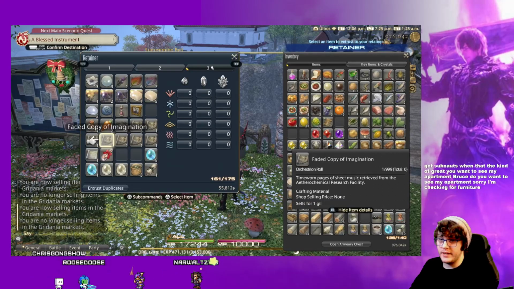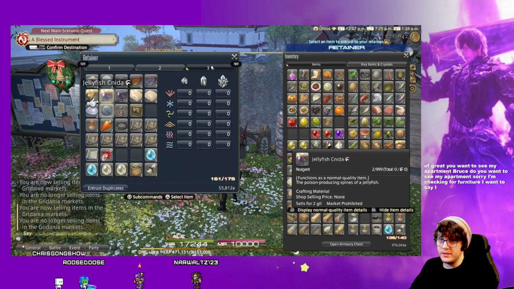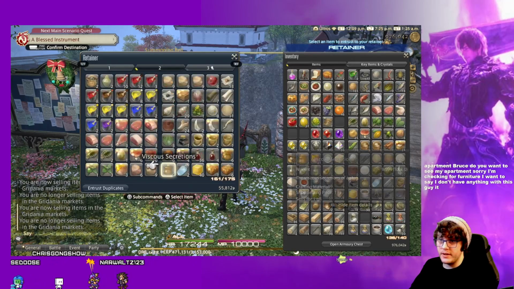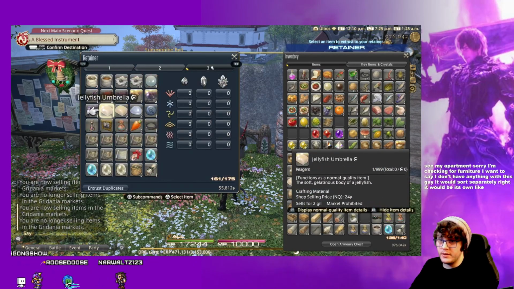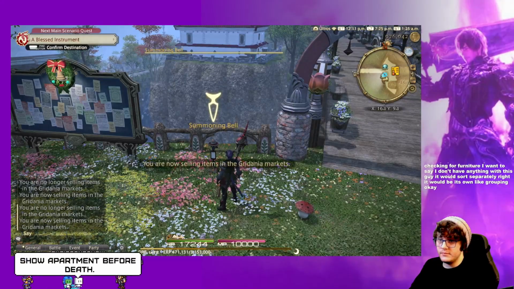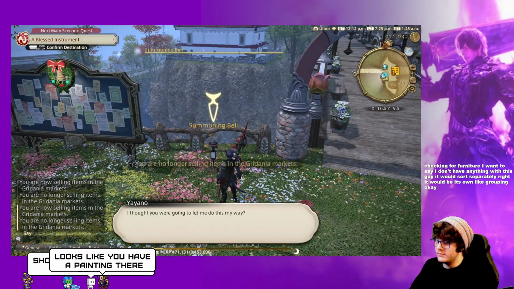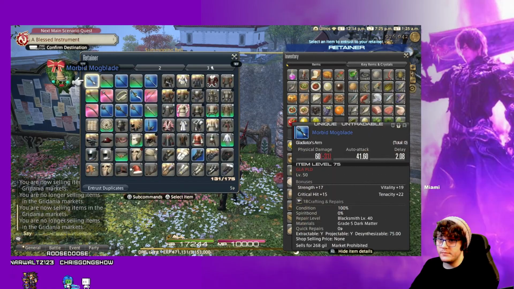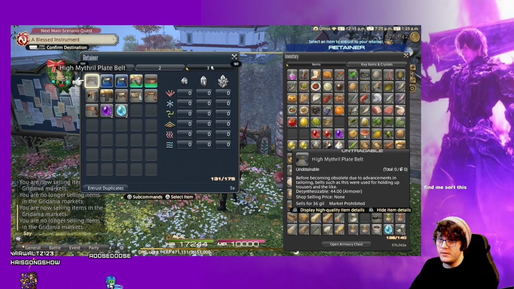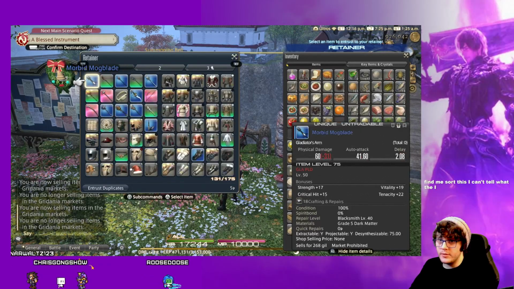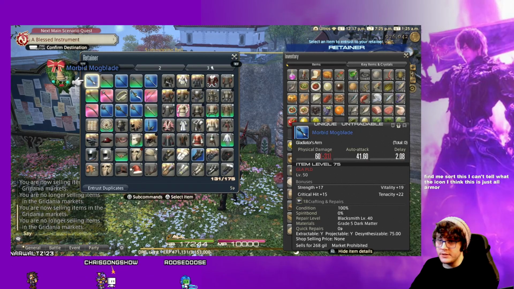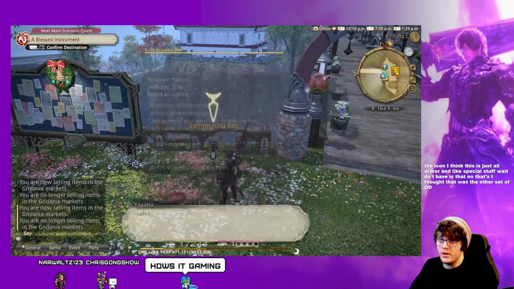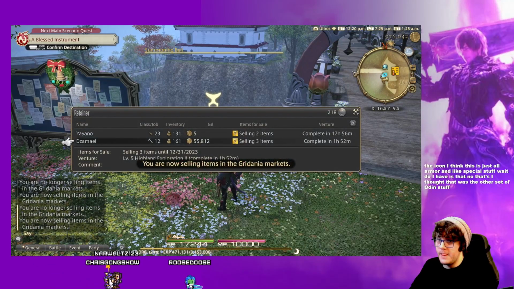I want to say... I don't have anything with this guy. It would sort separately, right? It'd be its own grouping. Okay. Oh, did I have a painting? Let me sort this. I can't tell what the icon... armor. I think this is just all armor and special stuff. Wait, do I have... No, I thought that was the other set of Odin stuff. Did I have a painting?